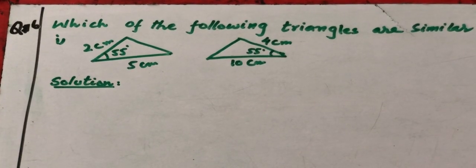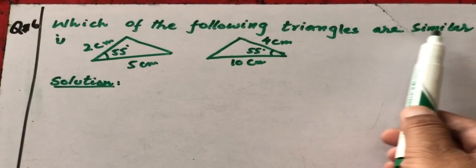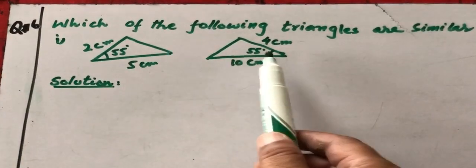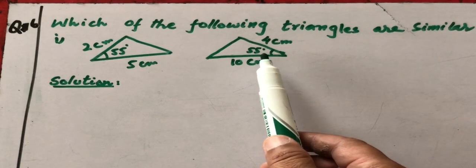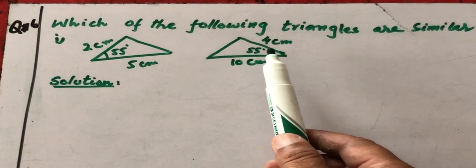Okay student, now we are going to solve question number 6 of exercise 15. The statement of question number 6 is, which of the following triangles are similar? Here in this question we have two triangles. We have to find whether the triangles are similar to each other or not.